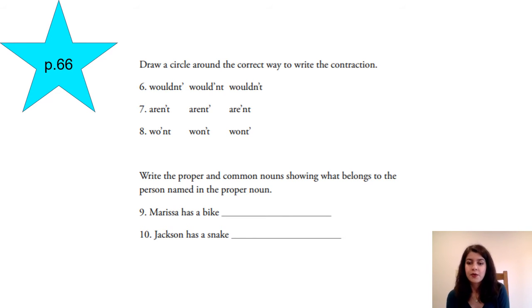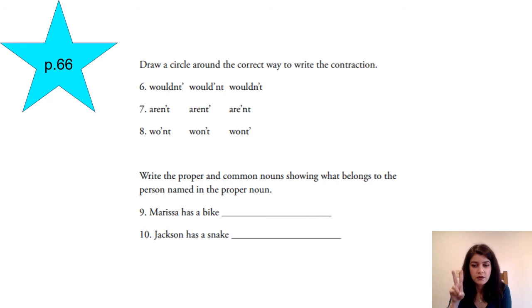Let's take a look at number 6. They're trying to get you to find the correct spelling of wouldn't. Tell me out loud what 2 words go together to make the contraction wouldn't. Good job. Would not. So looking at wouldn't, what letter is missing from would not? The O. So you want to put the apostrophe where the O would have gone.